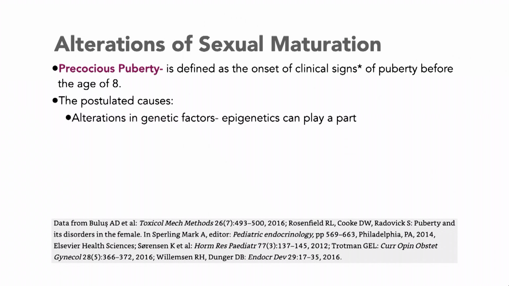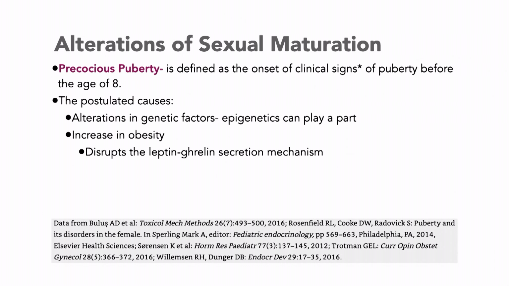Now, these are the causes. Maybe there are genetic factors, and epigenetics can play a part. There might be increase in obesity. My classmate in high school, his sister had menses at 6 years old because she was on the plump side. Because when you're obese, the ghrelin, leptin, the eat now and stop eating secretion hormones are disrupted. So there's no more brake in eating. The obese person continues to eat, and so the sexual maturation is pulled early. Okay, so precocious puberty, and also increase in protein consumption.